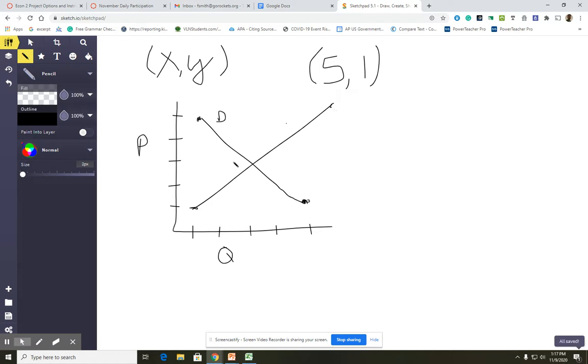And the reason why that is because of the law of supply. Whenever the price is low, not that many people are going to want to sell it. They're going to say, oh, I can only get $1 for this product. I'm not going to sell that. So very few people are going to sell. And then the opposite is true.